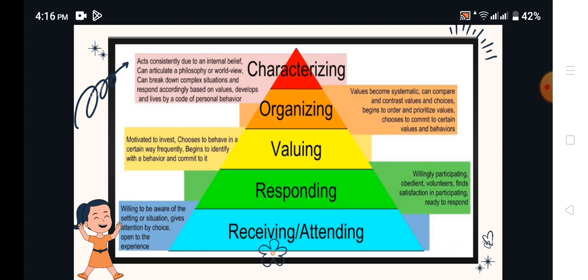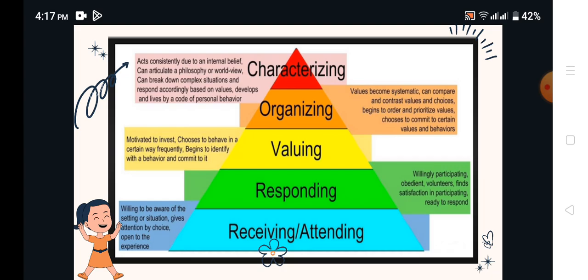This domain is further categorized into the following 5 levels: receiving or attending, responding, valuing, organizing, and lastly characterizing. So first, receiving refers to the student's willingness to attend to particular phenomena or stimuli. Examples for this are the classroom activities, textbook, music, etc. From a teaching standpoint, it is concerned with getting, holding, and directing the student's attention.